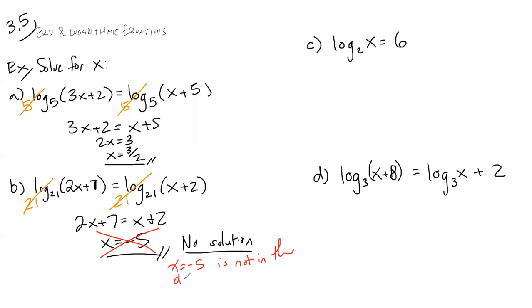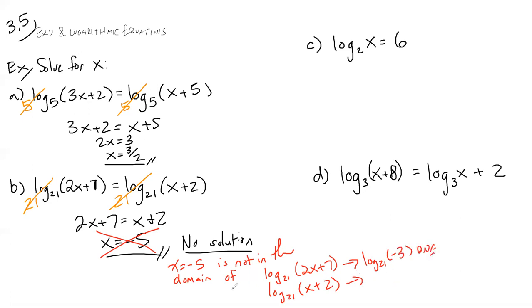So it's not in the domain of either log base 21 of 2x plus 7 or x plus 2. It's not just the fact that it's negative, it's that if I plug that in, I end up getting log 21 of negative 3, which does not exist. Or I get log 21, well, that's also negative 3, and they are both the same, but neither of them exist. You can't have a solution that's not in the domain, so that's going to be a big problem.